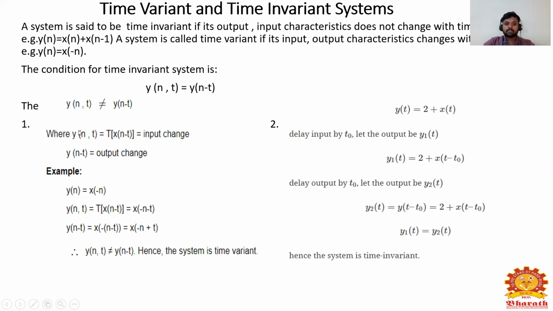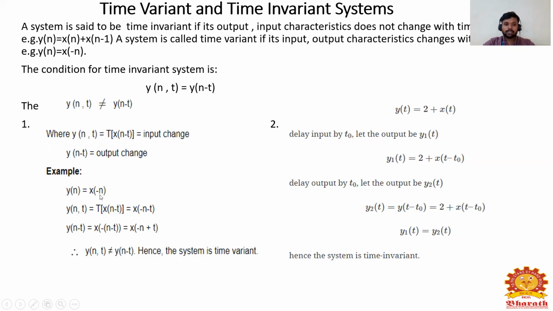So please note down the values. For input change, it is denoted by y of n comma t. For output change, it is denoted by y of n minus t. So this is the first example.